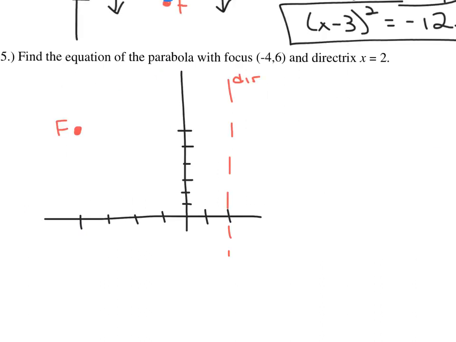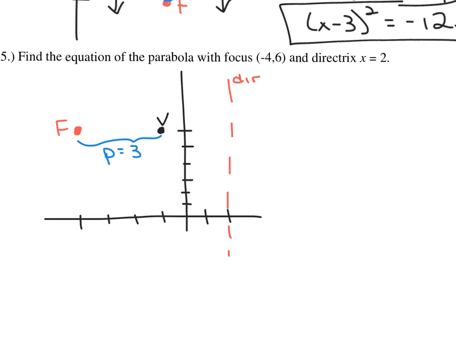And the last problem here, find the equation of a parabola with a focus of -4, 6 and directrix of x equals 2. So I went ahead and drew those. Now the problem is you have to be able to write an equation with a vertex, and you don't have a vertex. But what you do know is the vertex is directly between the focus and the directrix. So your vertex here would be directly between. So again, if you counted, so if you were at the directrix, 1, 2, 3, that's 3 units away from the directrix, 1, 2, 3 units away from the focus.